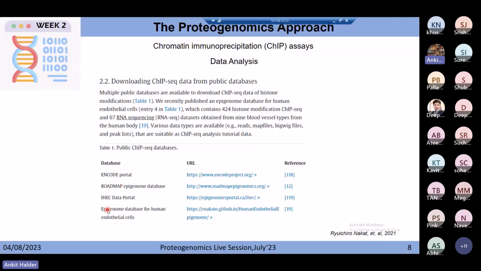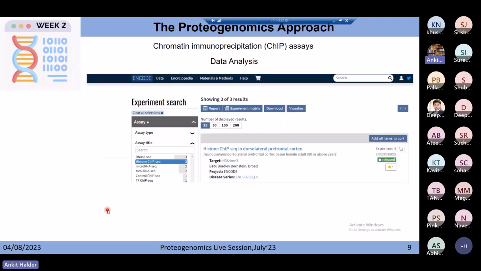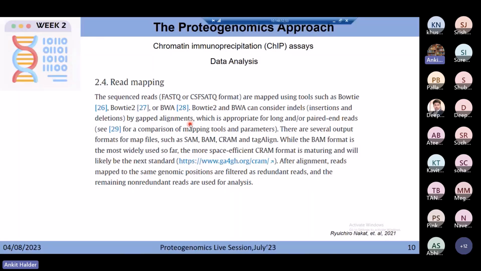So this is how you can try to find out ENCODE data. It is the histone ChIP-seq, so whatever modifications and histone-related protein data is available here. So this is ENCODE in total. So how is the data analysis done?